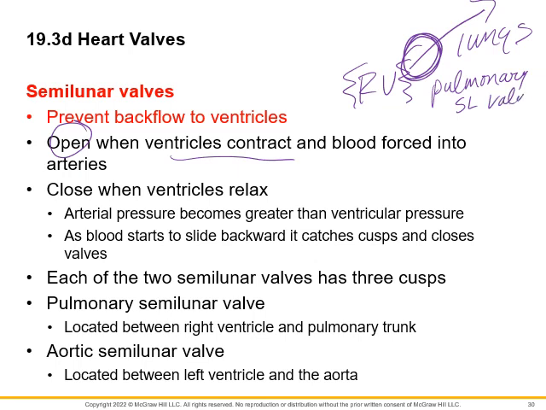semilunar valve. Remember, the semilunars are named after where they're going. We want that valve to be open so the blood can go from the right ventricle through the pulmonary semilunar valve, out the pulmonary trunk to the lungs. We want it to close when we're trying to fill up the right ventricle. So when the ventricles relax, the right atrium is going to dump blood into the right ventricle. We don't want that valve to be open until the ventricle is going to contract.